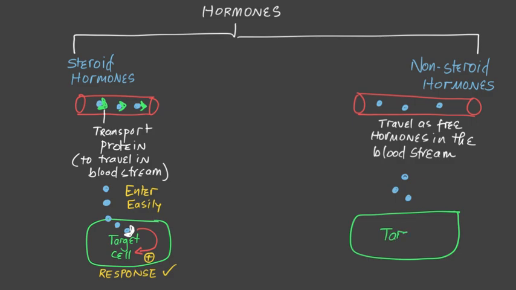Non-steroid hormones are hydrophilic, and the interior of the phospholipid bilayer is hydrophobic, so they cannot enter the target cell. Non-steroid hormones do not enter the target cell. Instead, they find a receptor on the surface of the target cell and bind to it. The receptor is shown in yellow.